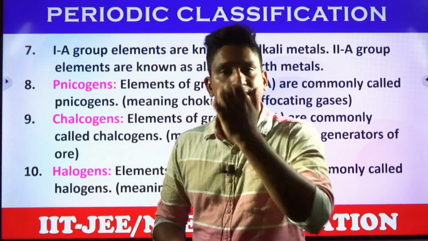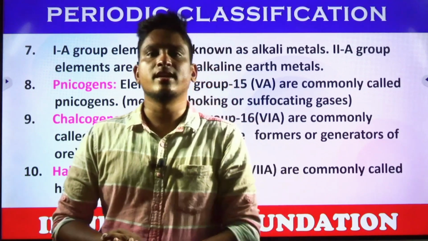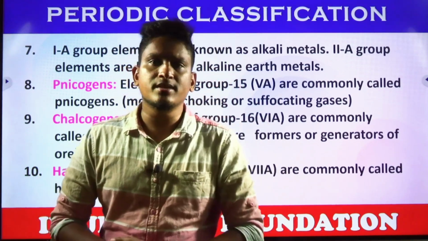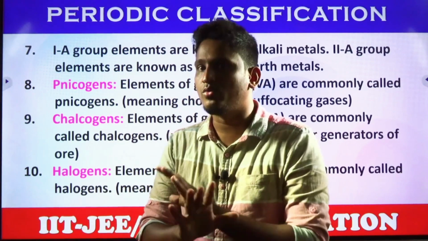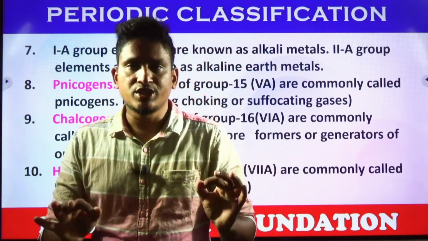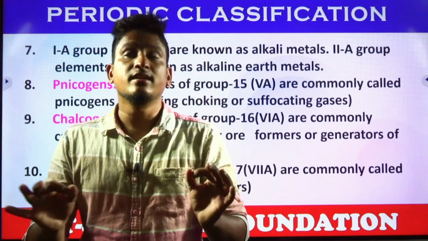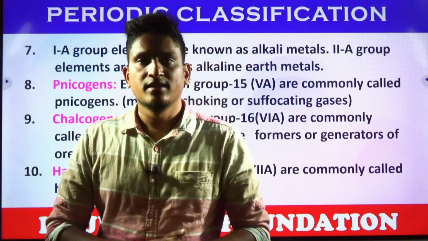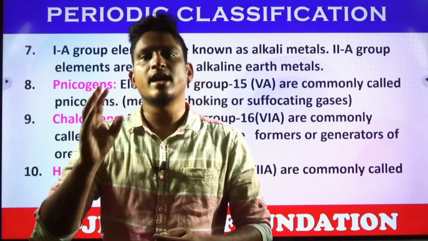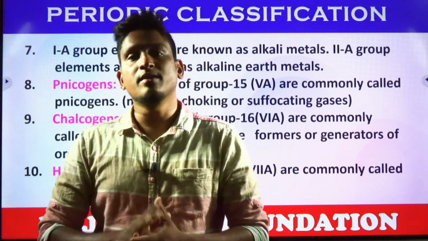Next, 16th group elements are called chalcogens. Chalcogens means, chalco means copper, gen means generators. How can 16th group elements generate copper? Is there any nuclear reaction? No. Copper in nature is available in combination with oxygen, sulfur, and very rarely selenium and tellurium also.